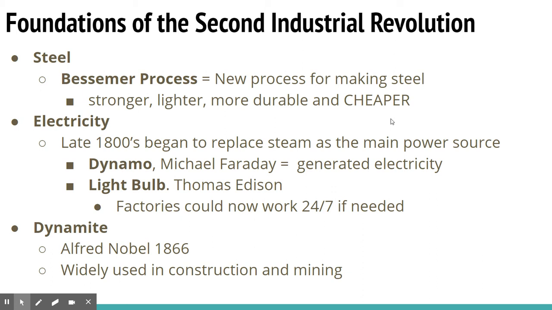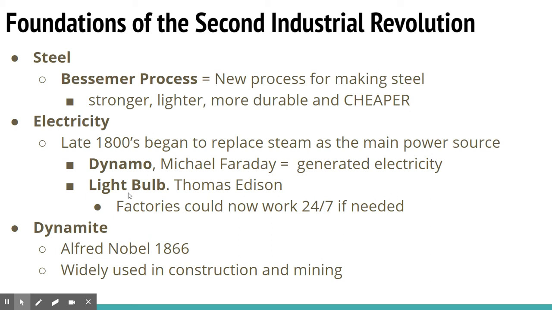Electricity is also a major part because this begins in the late 1800s to replace steam. It's more efficient, it's safer. Michael Faraday's dynamo makes it so that electricity can be generated very efficiently. And then Thomas Edison's light bulb makes it so it can actually be used. This allows factories to work 24/7 around the clock because people can actually see.